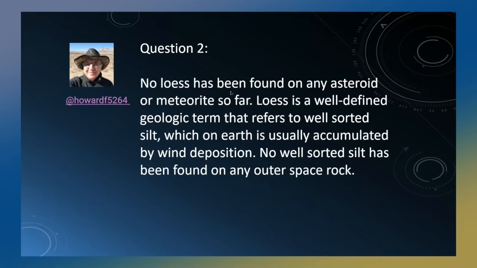So, going on to question 2 from Dr. Feldman: no LIRS has been found on any asteroid or meteorite so far. LIRS is a well-defined geologic term that refers to well-sorted silt, which on Earth is usually accumulated by wind deposition. No well-sorted silt has been found on any outer space rock. Well, once again, we have to ask, is that true? No, it's not true, as we're going to see.